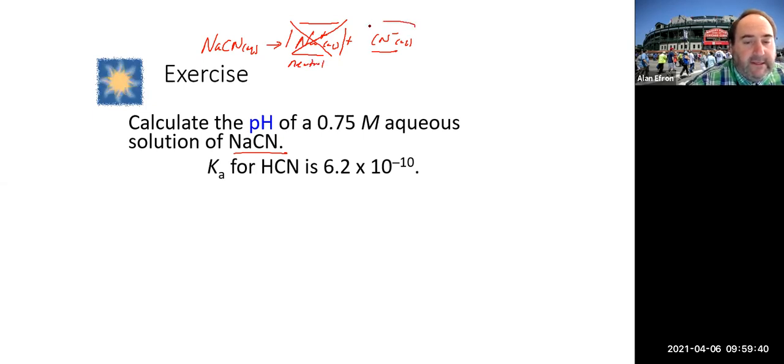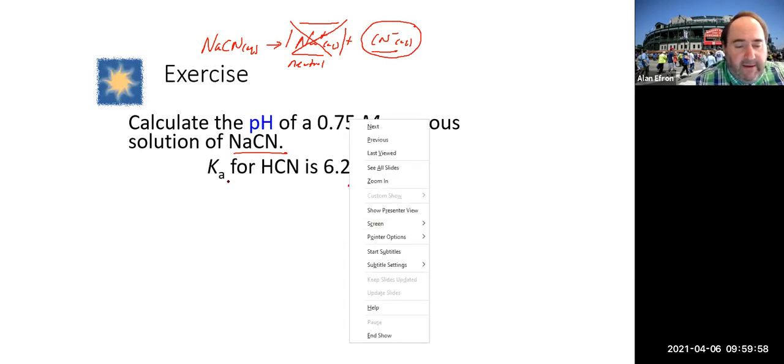So that really just leaves us the CN minus and whether or not it will go through hydrolysis. And the answer should be yes, it will go through hydrolysis. And how would I know that just looking at it? Well, there is other information in this problem which is really important. And that piece of information is right about here.